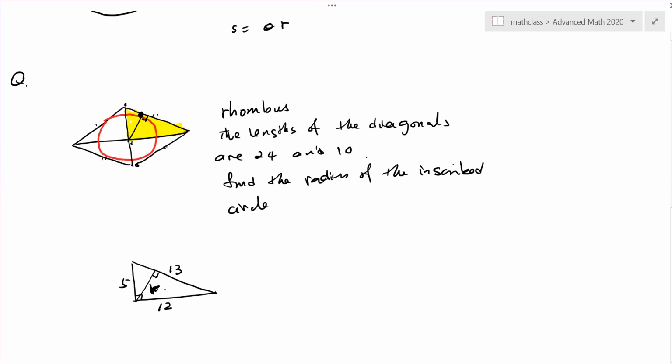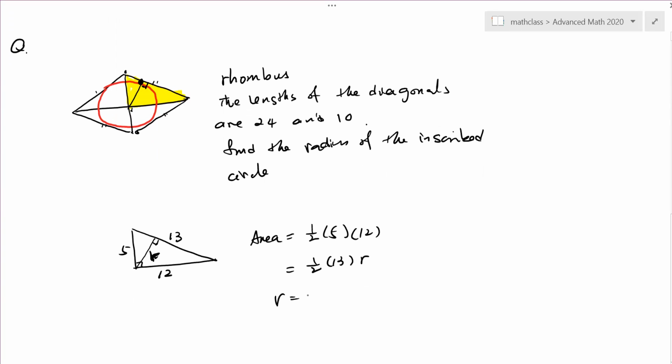So you can use an area formula to find out. The area of this triangle is going to be half of 5 times 12. This also is half of 13 times r. So r is going to be 5 times 12 divided by 13. You can also use similar triangles to solve it, but this is the easiest way to do it.